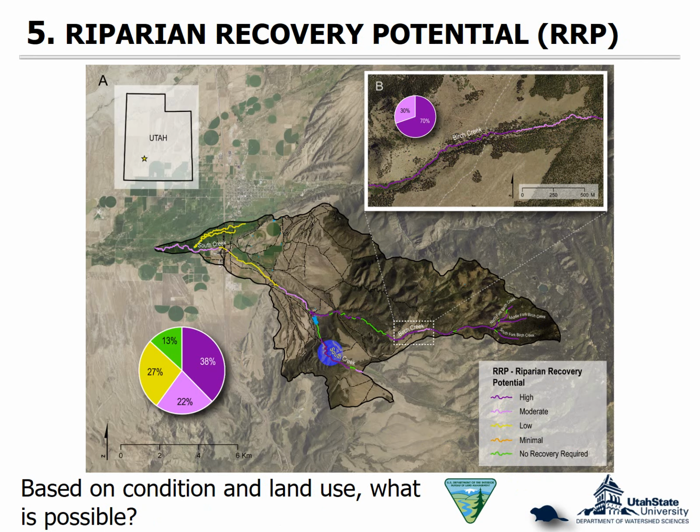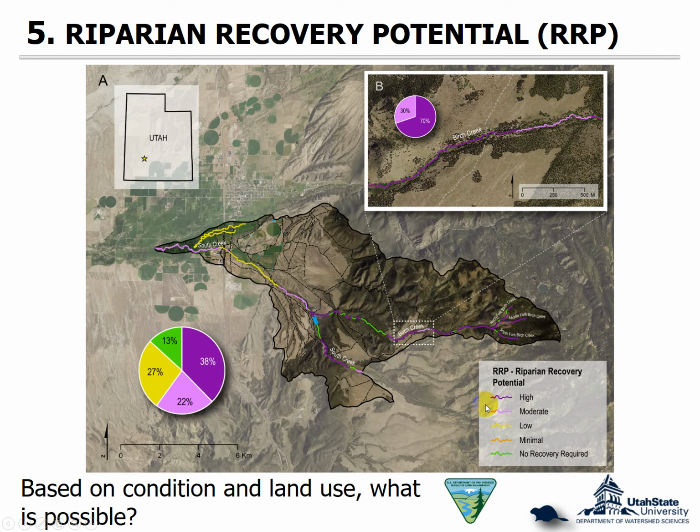We can then also take that a step further and say, okay, based off of the condition and based off of the current land use, what's possible? What areas have a high recovery potential versus what areas have low recovery potential, here in yellow, versus the areas that don't really need any recovery, they just need to be preserved.